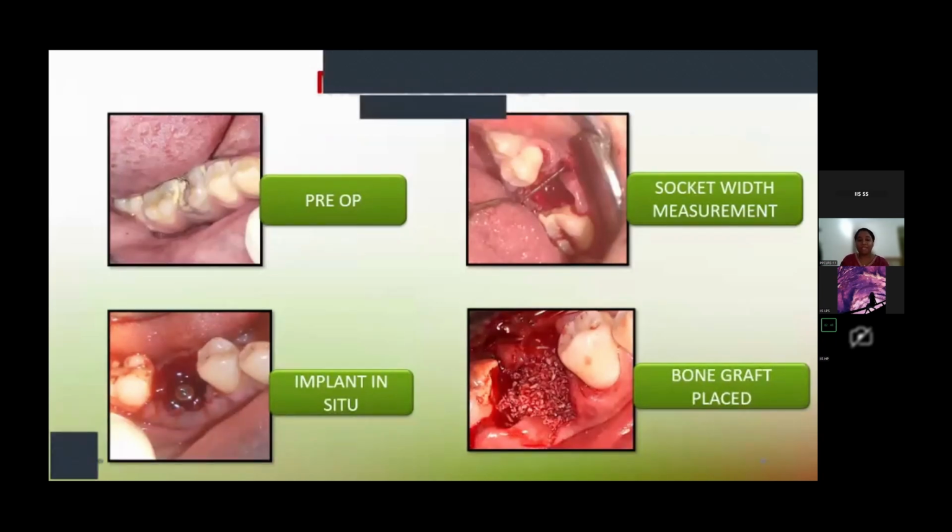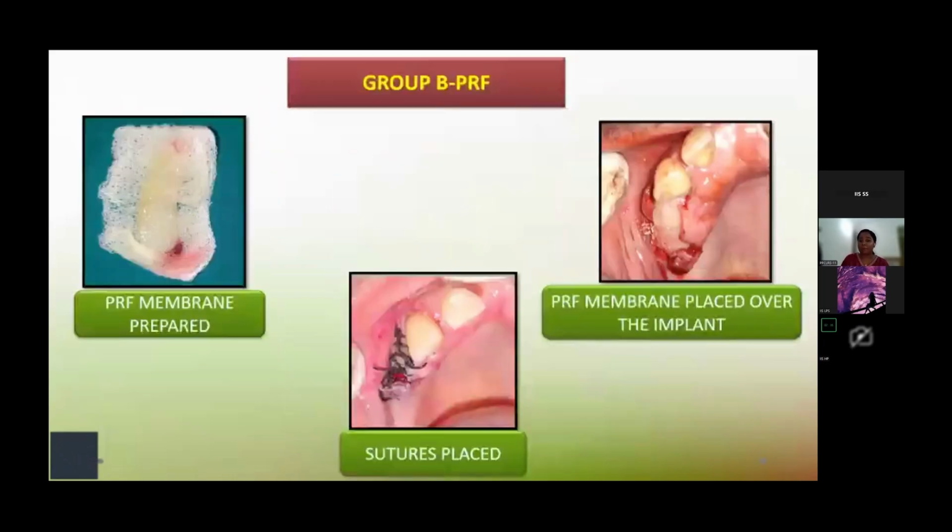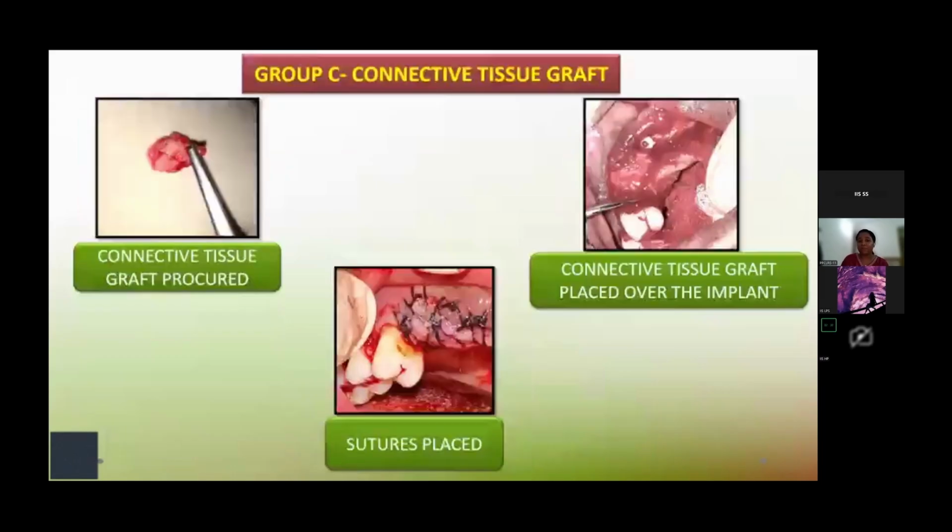Extraction was done with utmost care. Socket width was measured, and the implant was placed with standard immediate implant placement protocol, and bone graft was placed. In group A, a buccally advanced flap was sutured over the bone graft. In group B, a PRF membrane was prepared and placed over the implant and sutures placed. In group C, a connective tissue graft was procured from the patient's palate and placed over the implant and sutures placed.